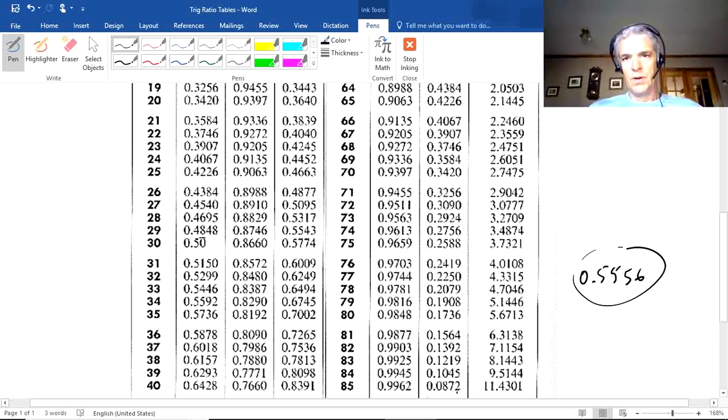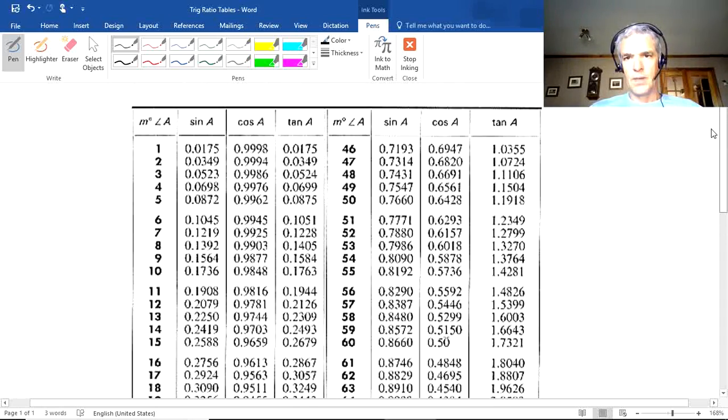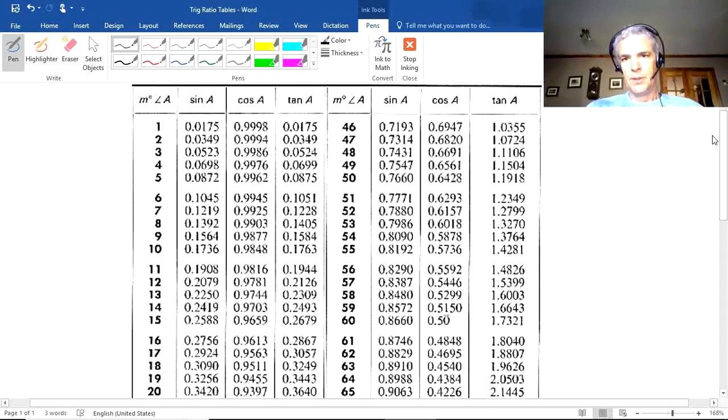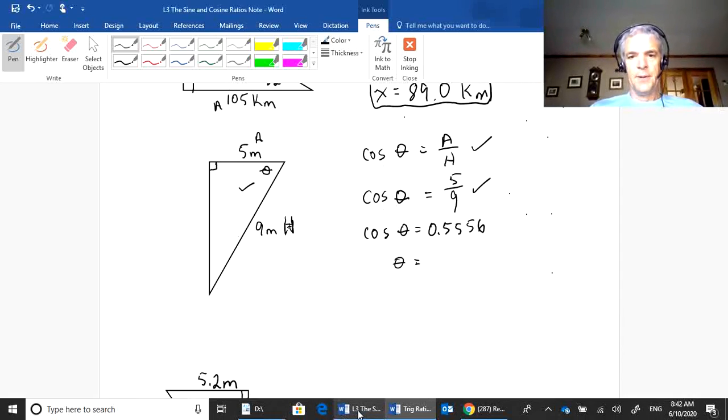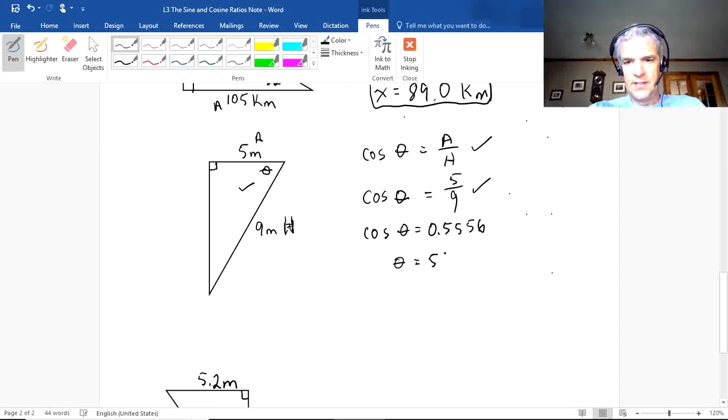Well, over here is another cos column for the other half. So there's the cos column, right? And I'm looking for 0.55. Oh, there it is, 0.5556. It is actually 56 degrees. So there's my answer. So when I go back to the other sheet, I go in here and I can say theta equals 56.